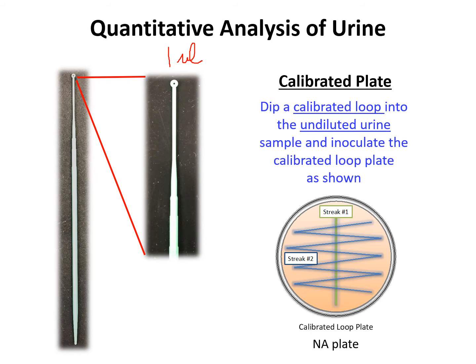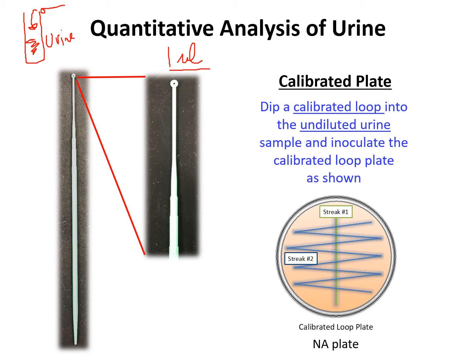So if you take this calibrated loop, let's say I have here my urine sample, and you dip that calibrated loop in here. How much urine are you going to be collecting? You're going to be collecting 1 microliter. So this calibrated loop will measure exactly 1 microliter of the fluid. If you dip it into the urine sample, it's going to collect 1 microliter of the urine.